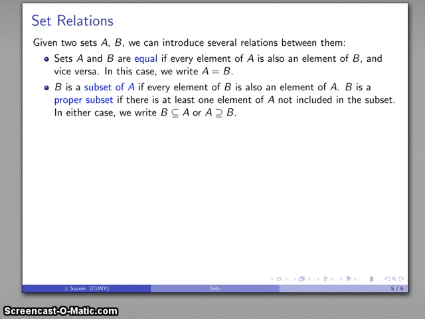The distinction is important because how you speak influences how you think. Generally, we like to write it this way: B is a subset of A. Every now and then, it's convenient to write it the other way. But usually, this will be our standard notation.